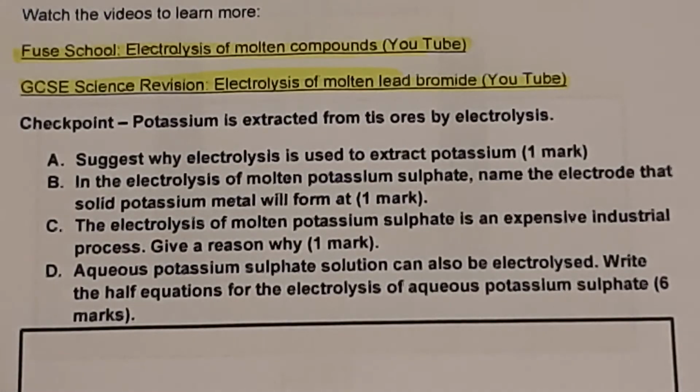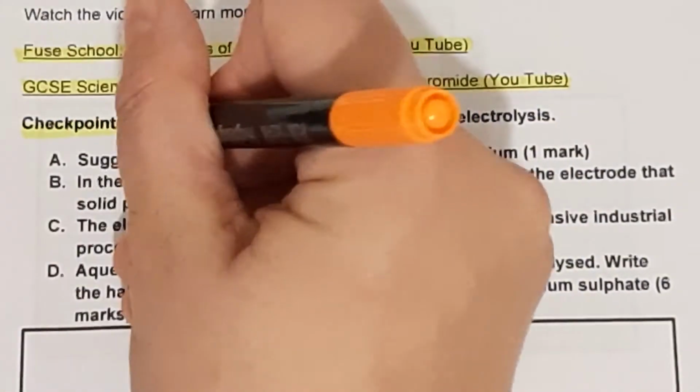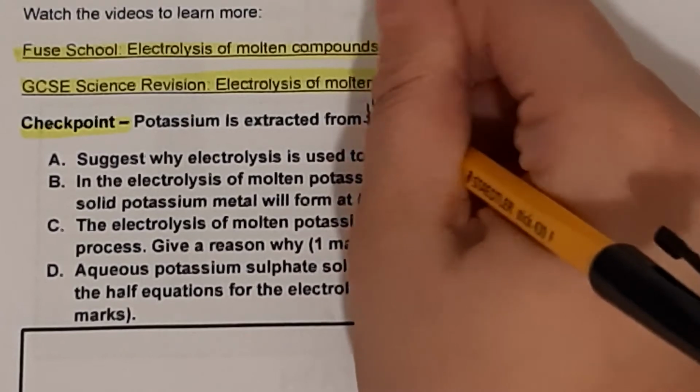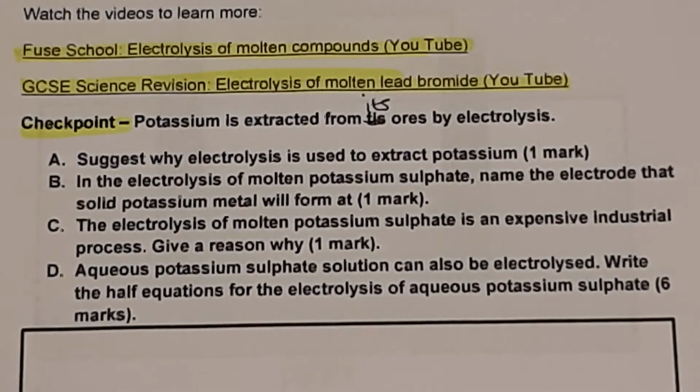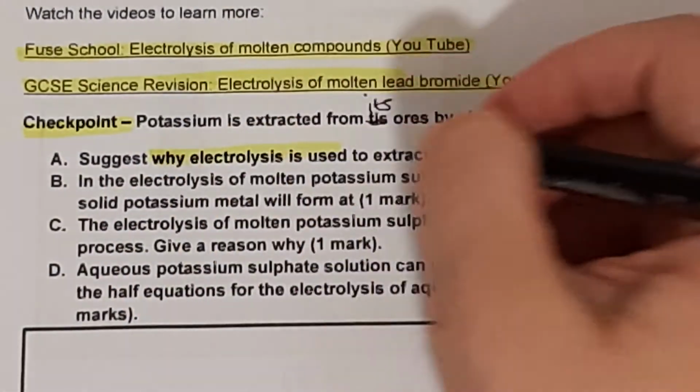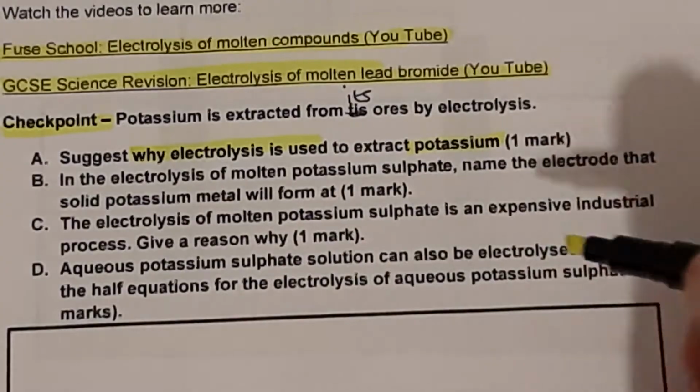Hopefully you have a better understanding now of electrolysis. Here's a checkpoint question. Potassium is extracted from its ore by electrolysis. That's not "tis ore", that's "its". A bit of an error there. Question A, suggest why electrolysis is used to extract potassium, for 1 mark.